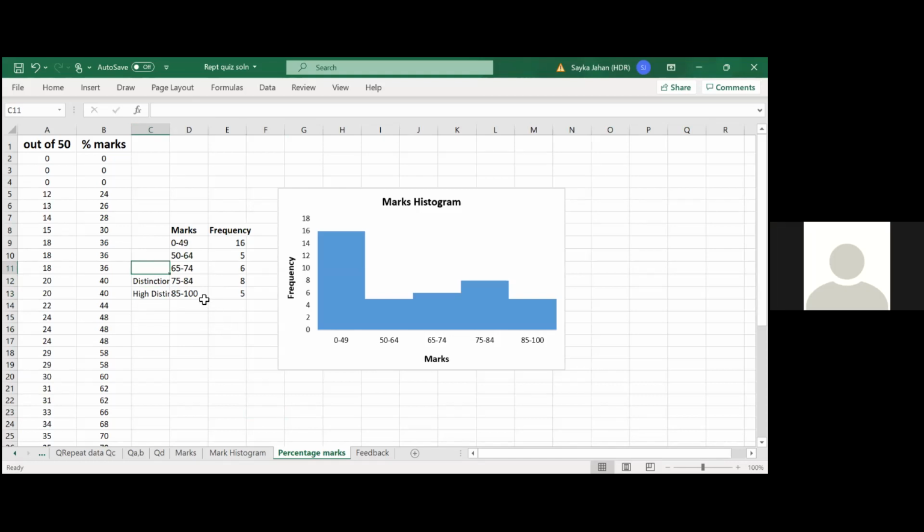What will be the grade between 65 to 74? Credit, just put a C for credit, and then P for pass, and F for fail. Okay. A distinction for D and HD. Okay.